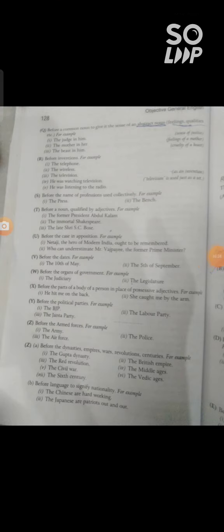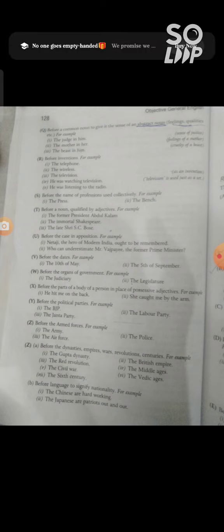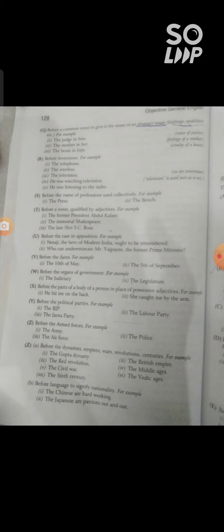Next, before a common noun to give it a sense of an abstract noun: the judge in him, the mother, the beast in him. Sense of justice, sense of mother, sense of beast we use. Actually, generally we don't use the article before abstract nouns, but here the abstract noun is used as a common noun, so that's why we use the article. Before proper nouns also we don't use any article, but when proper nouns are used as common nouns, we use the article. Understand? So then we use it here.